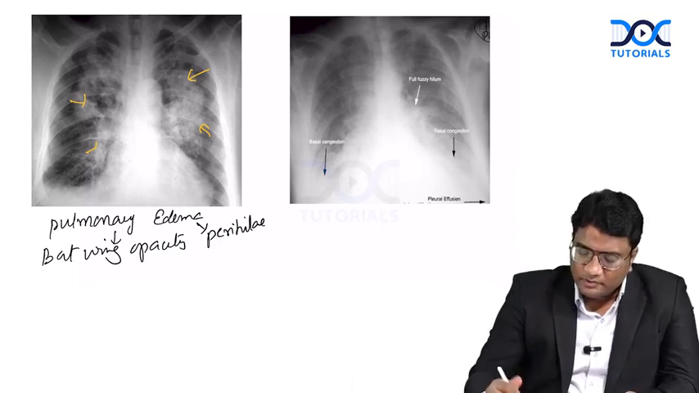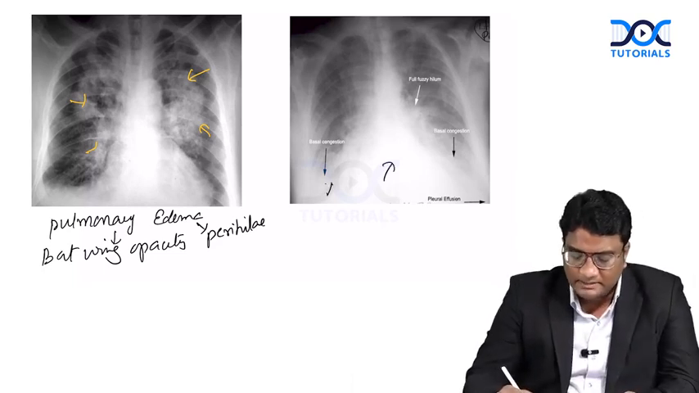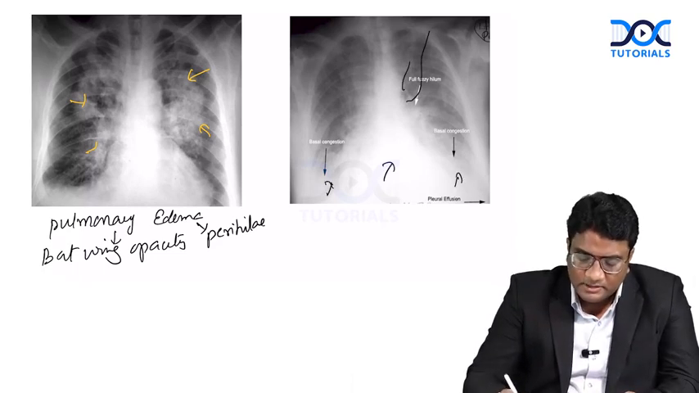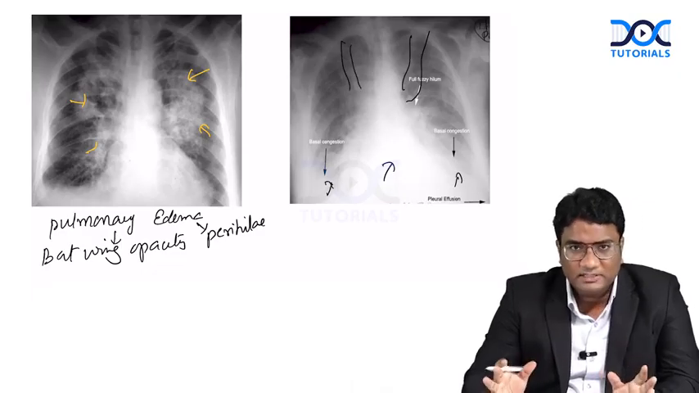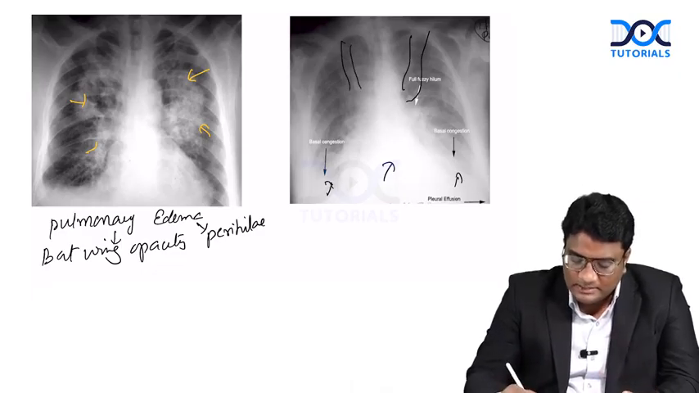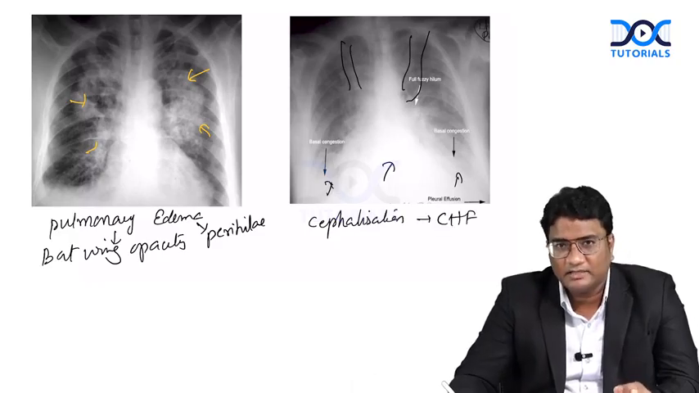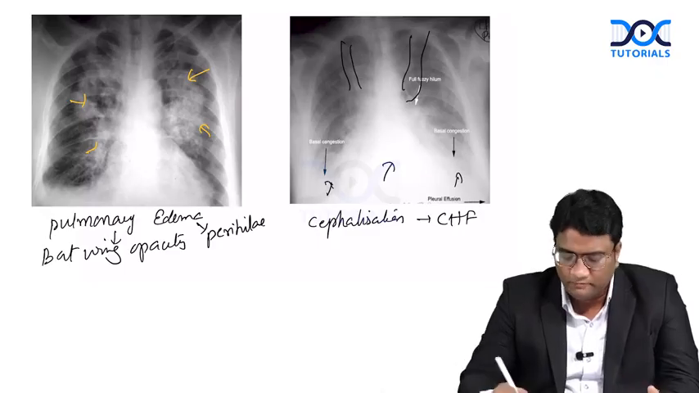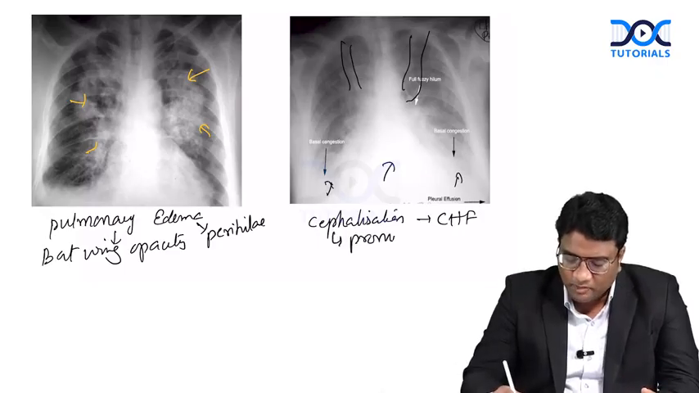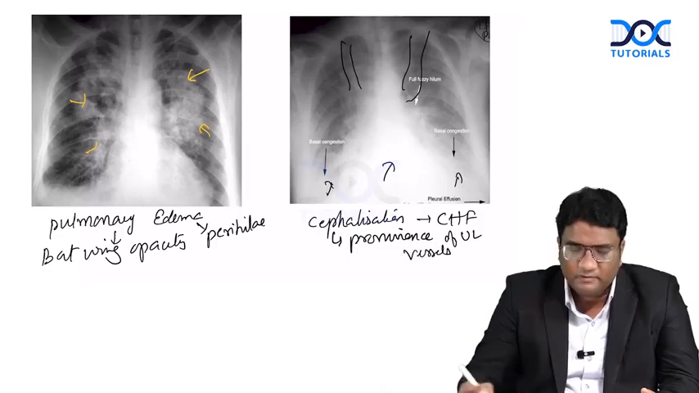And when you see cardiomegaly, basal congestion, and prominence of upper lobe vessels, you see the upper lobe vessels more prominent. This is called cephalization. Think of congestive heart failure. The earliest finding in congestive heart failure is the prominence of upper lobe vessels.